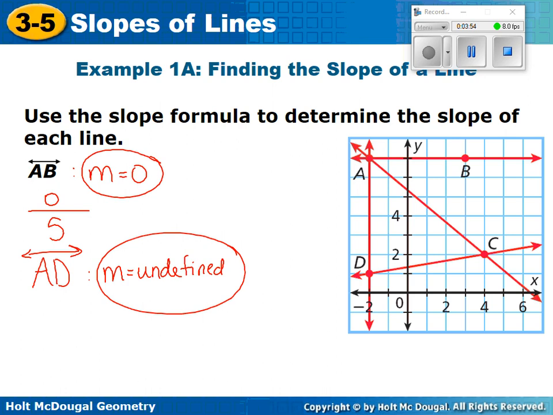Okay, let's do one of the diagonal lines. So let's do AC. First of all, just looking at the graph, should that have a positive slope or a negative slope? Negative. And since it's on a graph, we can just count rise and run. So going from A to C or C to A, it doesn't matter. How far do we rise?